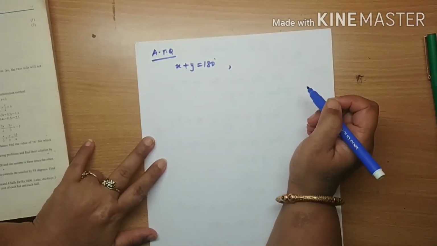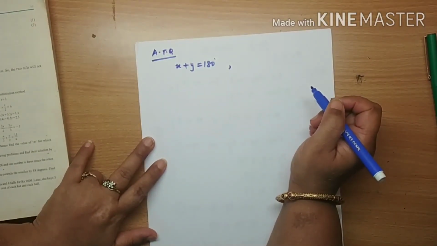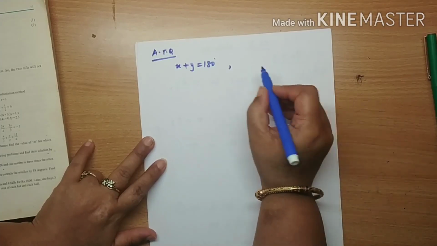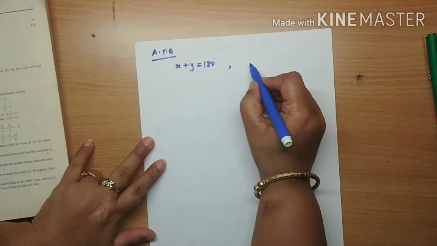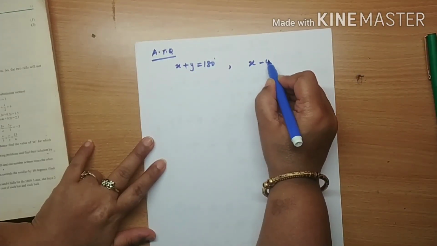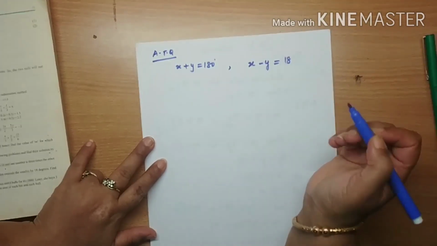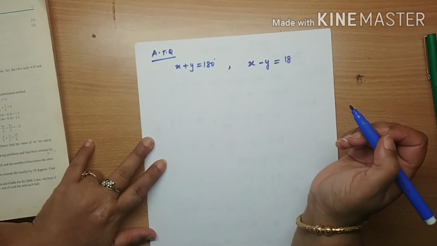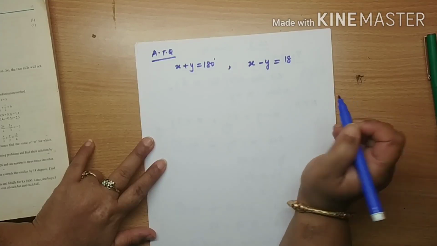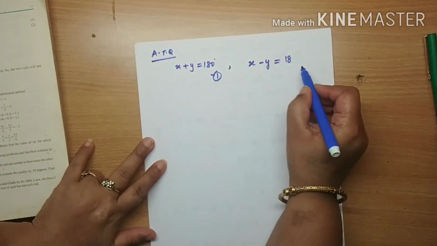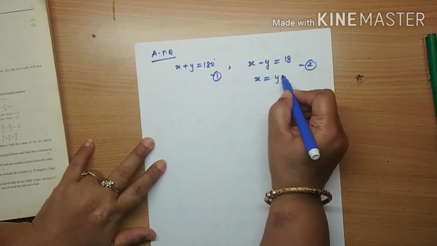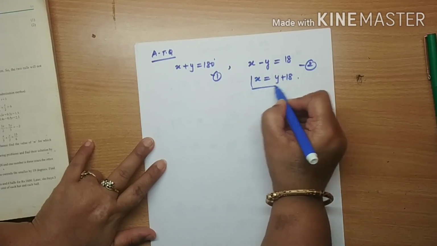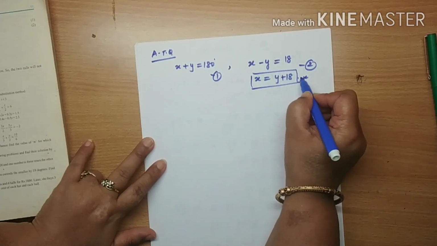Next equation, now he says the larger of two supplementary angles exceeds the smaller by 18. Again he says the larger exceeds the smaller by 18. That is, larger angle minus smaller angle is 18. The difference between larger and smaller is 18. This is what he says in the question. So we have these two equations, first equation, second equation. So can I write here x is y plus 18? So this is my relation star.